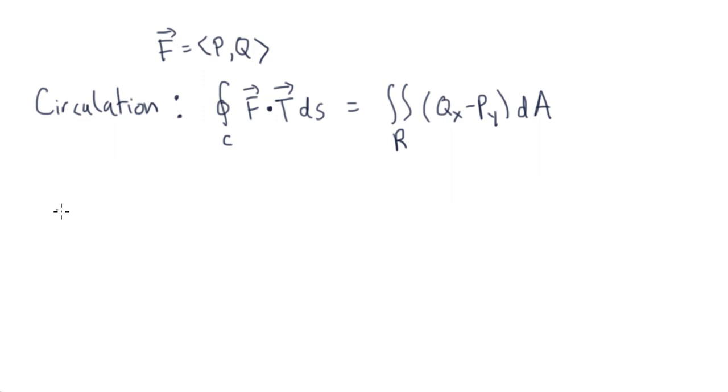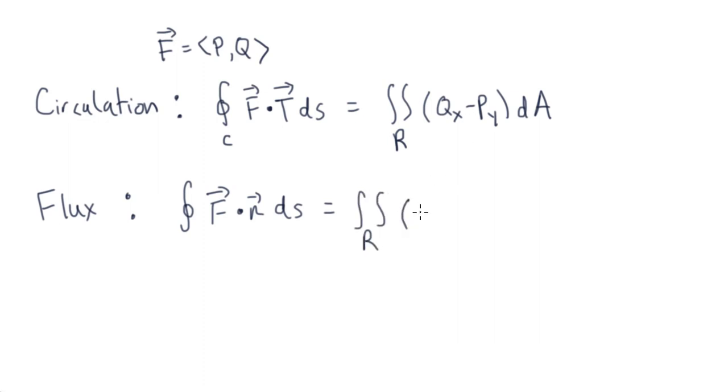Okay, and then the flux integral, similar. So we take the flux version of Green's theorem, but now we're taking the spread across the boundary, so the component of the vector field lying in the normal direction, and that's equal to just adding up the spread at each individual point, so the divergence. So that's Px plus Qy.